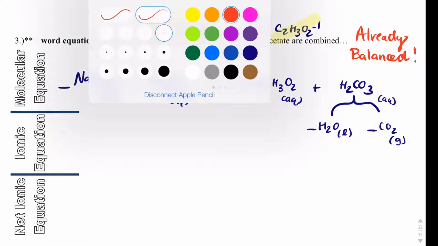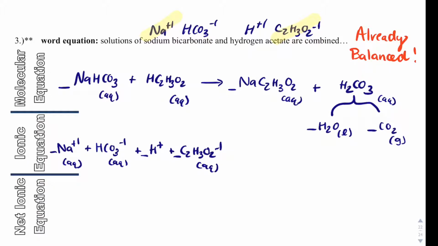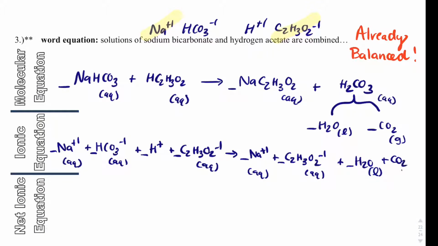Okay, so now let's break it apart into its ionic equation. We're going to get Na plus 1 plus HCO3 minus 1, aqueous, plus H plus C2H3O2 with a minus 1, aqueous. And that will form Na plus 1 plus C2H3O2 minus 1. Those are both aqueous. Plus water. And then plus CO2 gas.